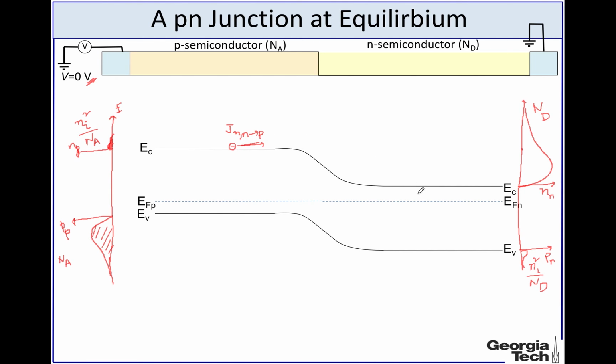Alright, so now here on the N side, okay, so this was actually wrong. This should have been called Jn moving from p side to N side. Alright. Now on the other hand, in the N side you have a lot of electrons.